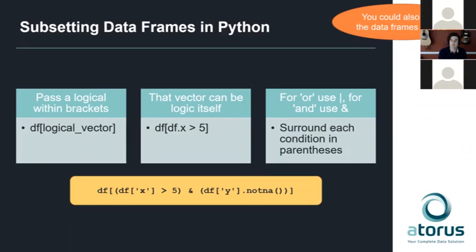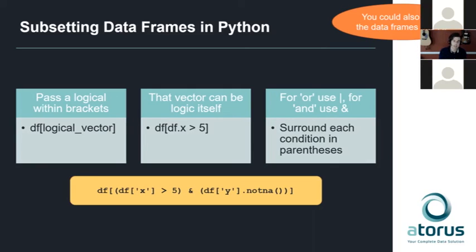But then you can also use, if you want to do compound operations for OR, you can use the bar symbol, and for AND, you can use the ampersand. So if you surround each of these conditions in parentheses, then you can build up these compound expressions. So here we have the variable x greater than 5, and df, the variable y, is not NA.